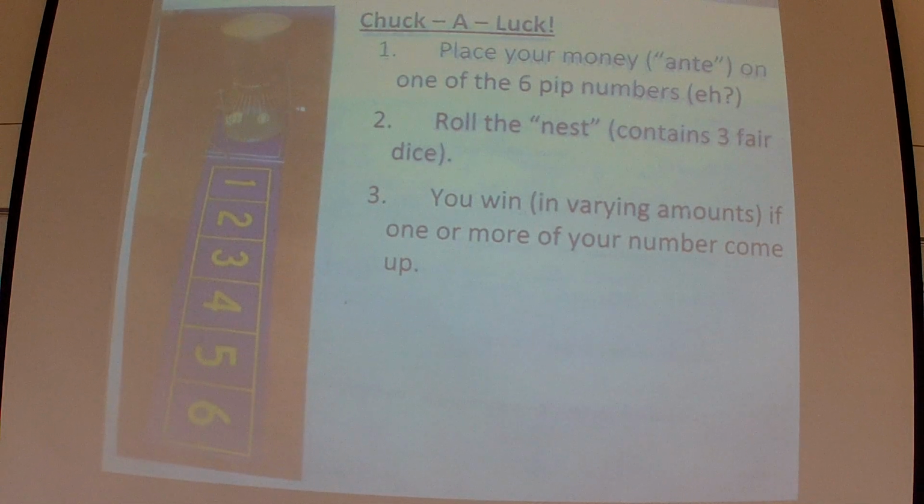You walk up to the table, see that thing at the top called a bird cage. The bird cage is a little roller thing that has 3 dice in it. You take $1. Let's just say you bet $1. That's called your ante, your bet. You slap $1 down, and you put your dollar on one of those 6 numbers. Let's just say you bet on 5. It doesn't matter which one you bet on because they're all equally likely to come up. Then the person behind the desk spins the bird cage and if you see any 5 come up, you win something.